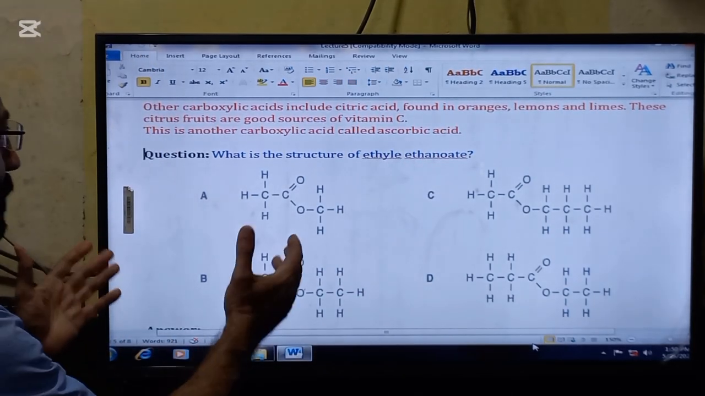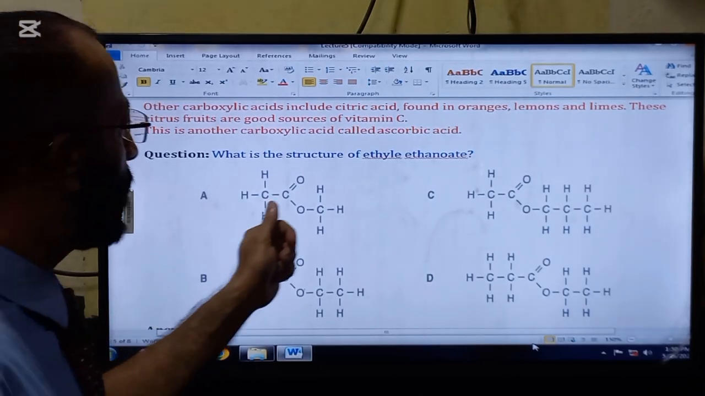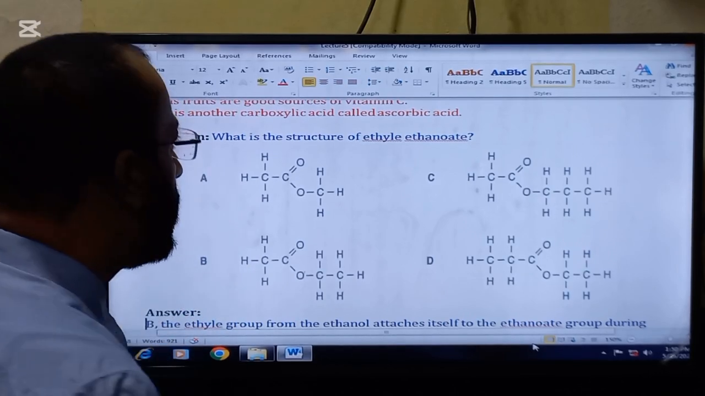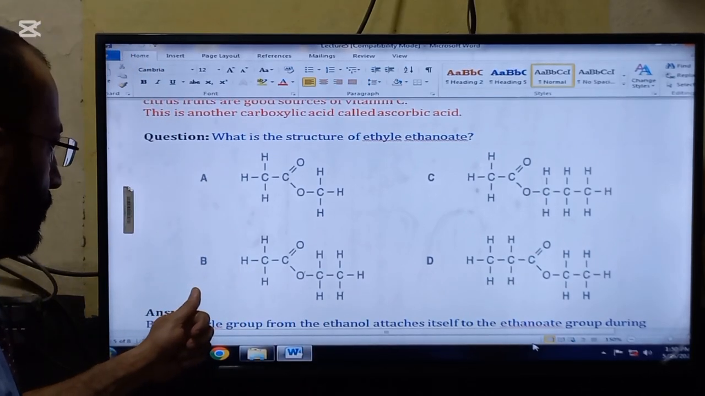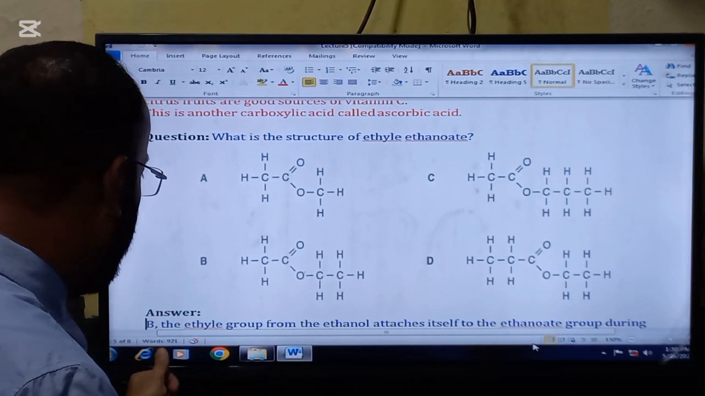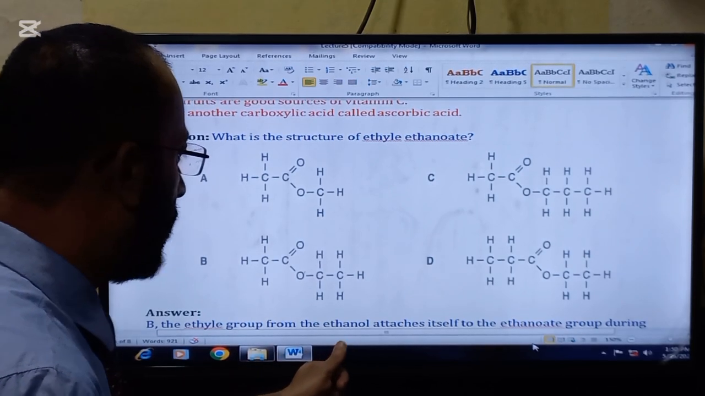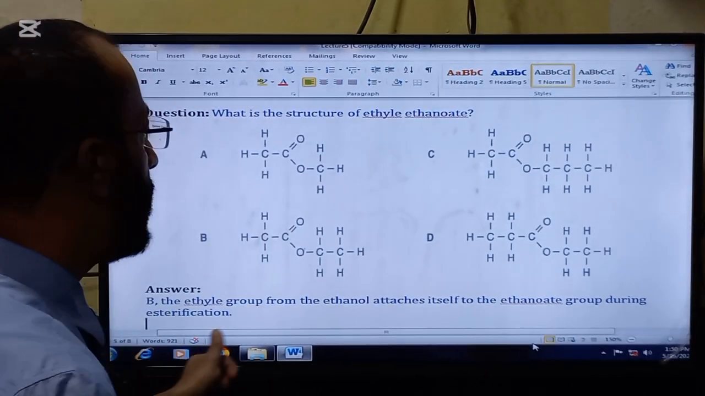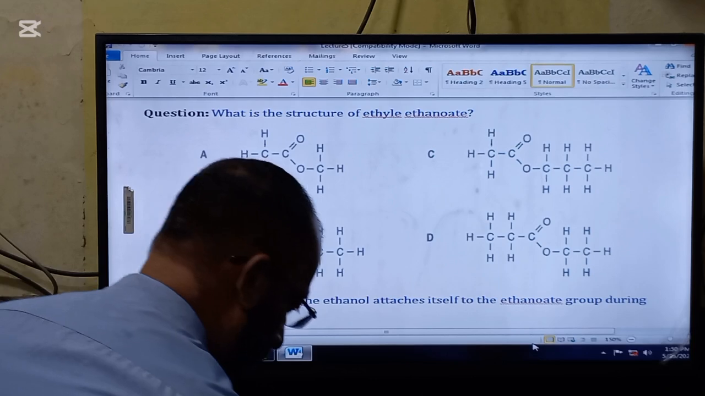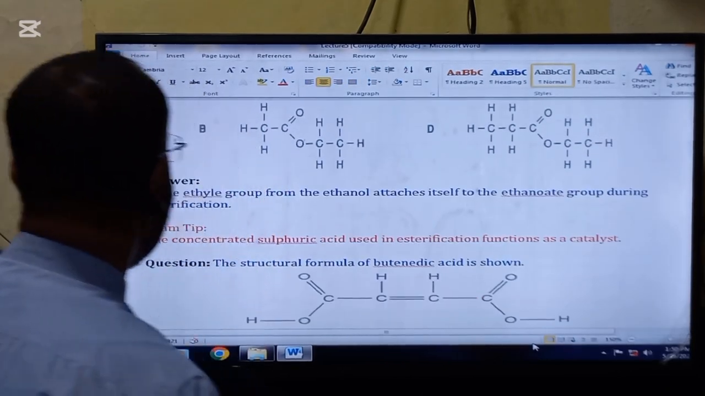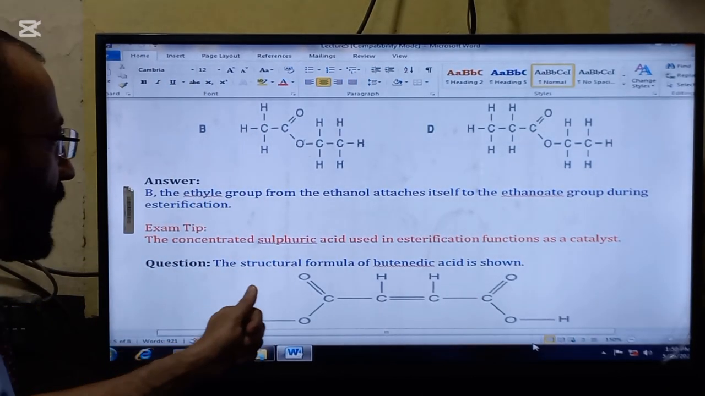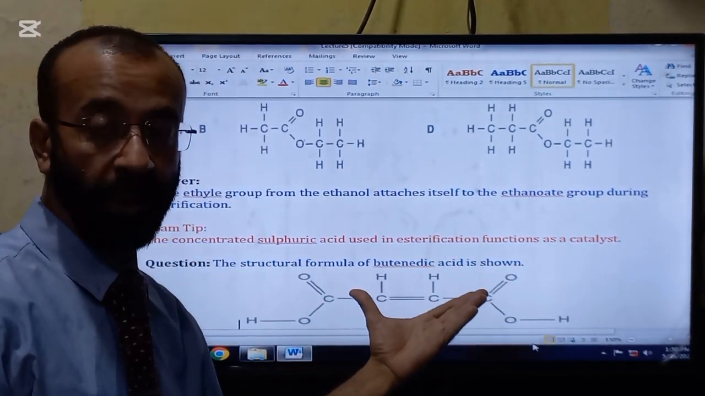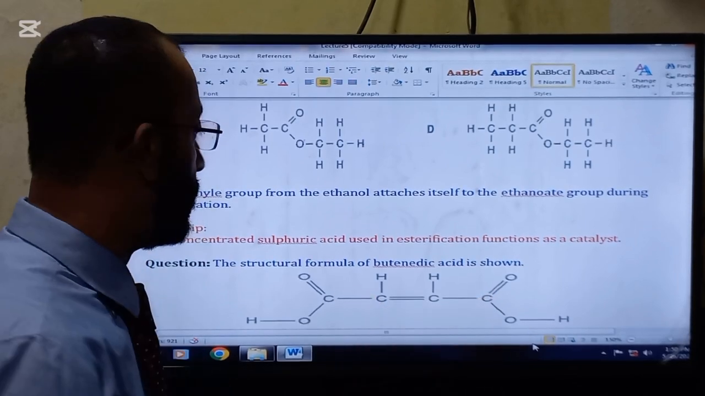And now, here is a question. What is the structure of the ethyl ethanoate? The answer is, this is the B answer. The ethyl group from the ethanol attaches itself to the ethanoate group during esterification. Exam tip for you is, the concentrated sulfuric acid used in esterification functions as a catalyst. This is very important question as far as MCQ's paper is concerned.